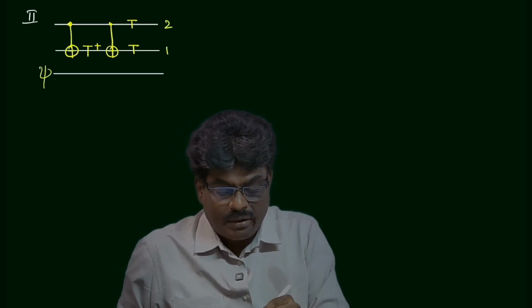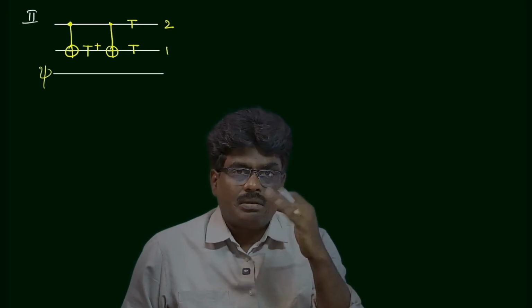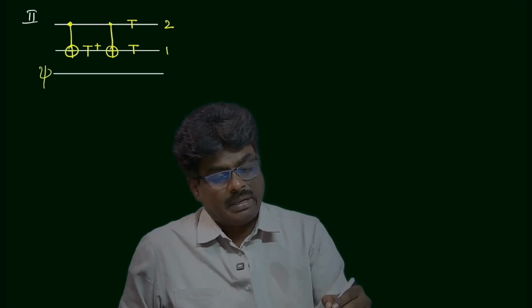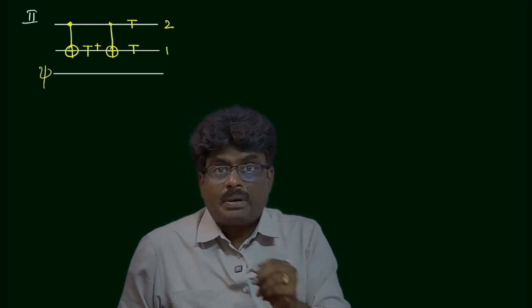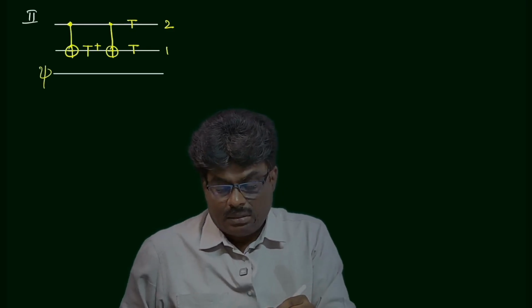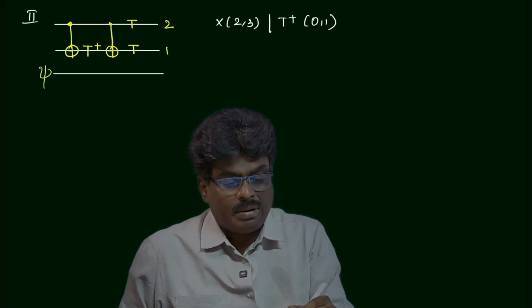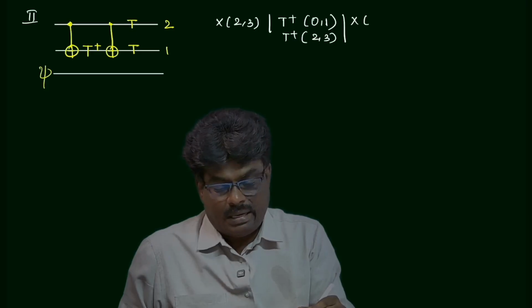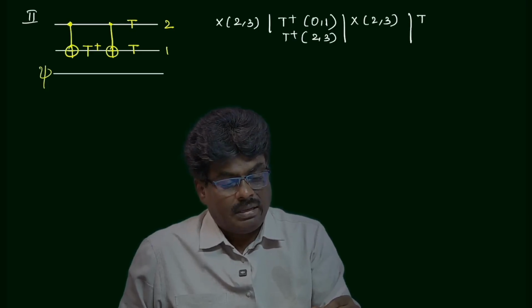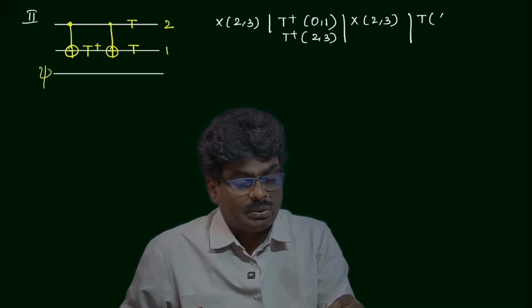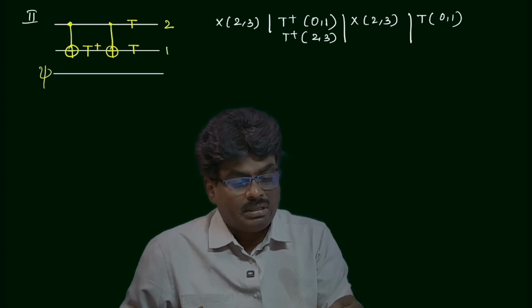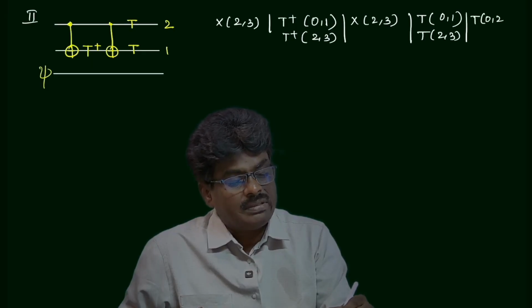Now I am taking 1 and 2, but here I am taking the operations because both 1 and 2 have those quantum gates. Okay, so operations from left to right. So this is X 2 comma 3 and T dagger 0 comma 1 and T dagger 2 comma 3. Next again X 2 comma 3, and here we have two T gates. One is on 2, anything you can take, it's not a problem. T01, T23, and one more T on 2, that's why 0 comma 2, and 1 comma 3.